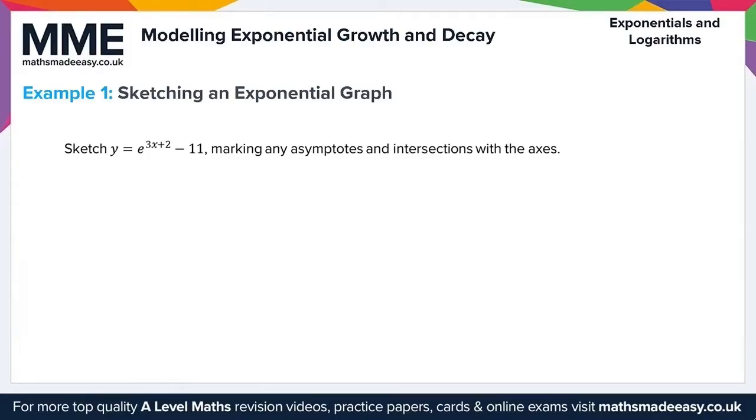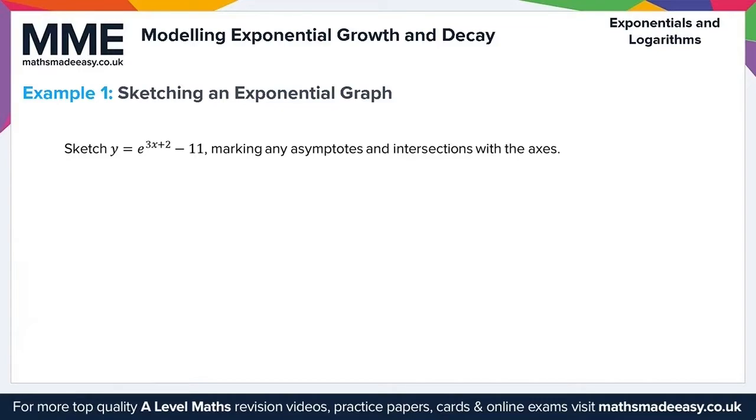Example 1 here on modelling exponential growth and decay is taking a look at sketching an exponential graph. And we're asked to sketch y equals e to the 3x plus 2 minus 11, marking any asymptotes and intersections with the axes.